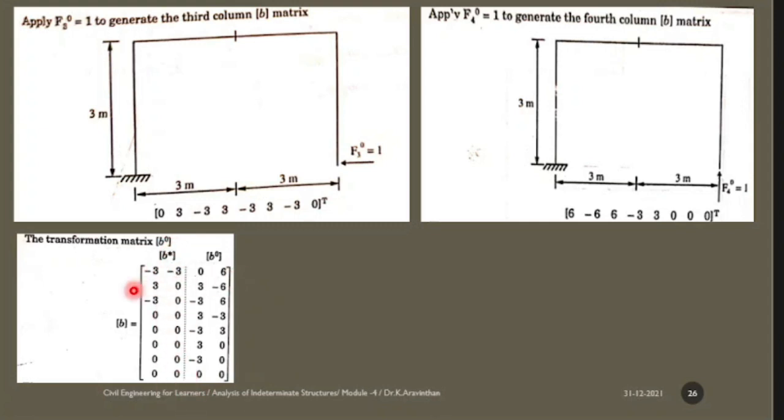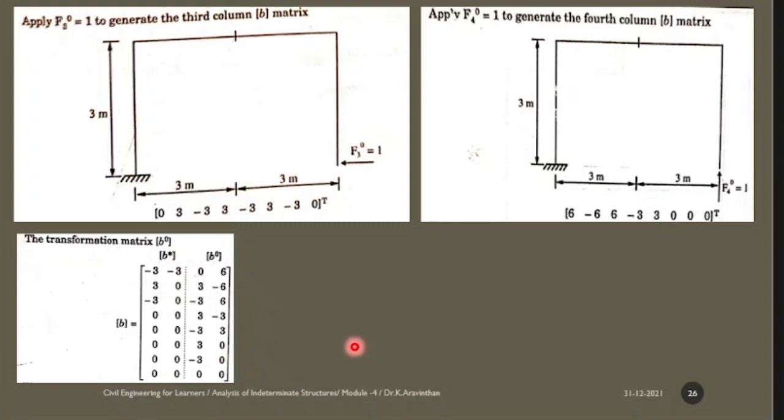You have 8 rows. Why? Because you have 4 elements and 8 nodes. If you have 8 nodes, you will have 8 rows. Okay. So your answer for B star is minus 3, plus 3, minus 3, isn't it? Check the first value. You will have the beta matrix for B star and B naught. Now this is your answer.